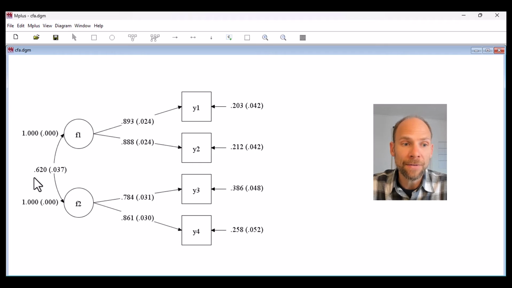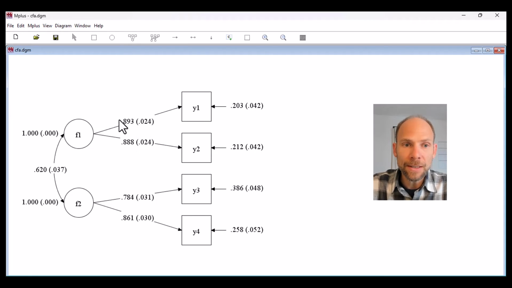Also, now this value here for the double-headed arrow indicates a correlation, 0.62. This can now be interpreted as a correlation because the variances are 1.0, so that's a standardized covariance, and a standardized covariance is equal to the Pearson product moment correlation. So the latent correlation between the factors here is very substantial, 0.62.